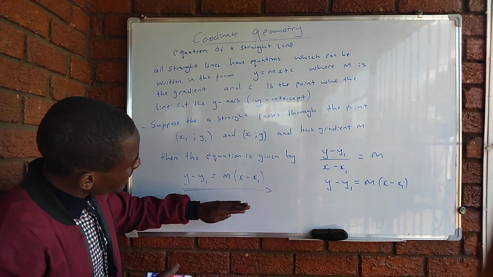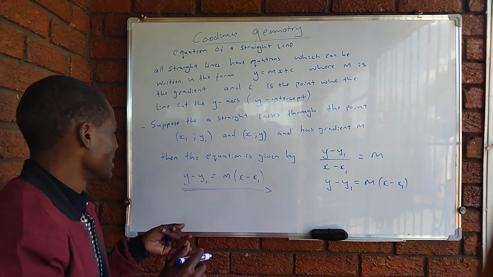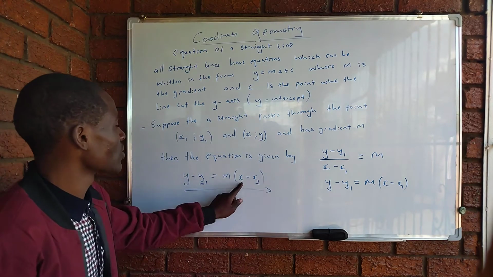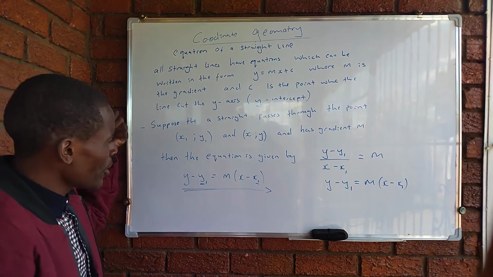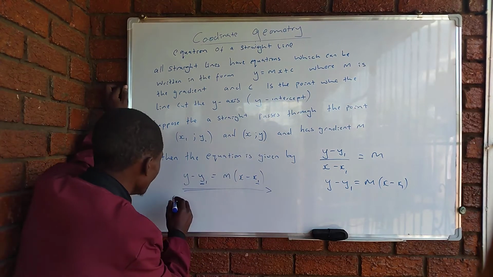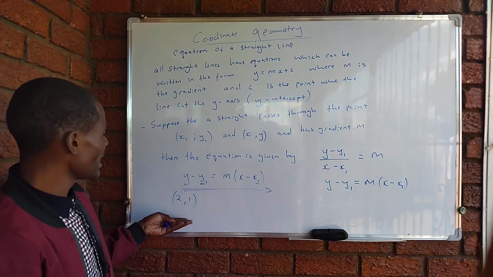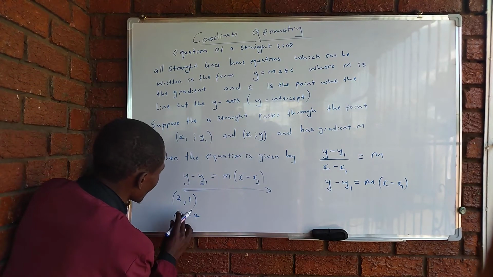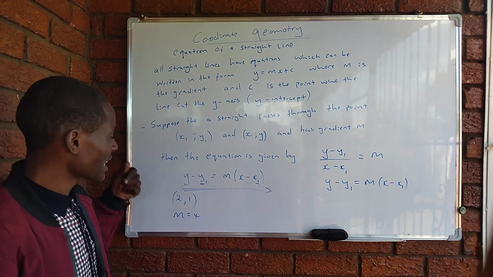But kuti uchandise this method unofanira kuchiziva gradient and unofanira kuchiziva at least one point. Unofanira kuchiziva point y1 and x1. Then m values anosara aripo paequation. For example, given tine point ina 2 na 1 ndo point yatinayo. Our line passes through this point and the gradient m is equal to 4. Now we know the gradient and you know one point. Kwangoziva point and the gradient okutotsvaka equation.